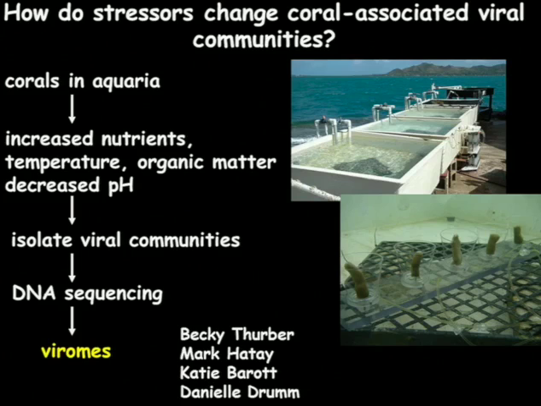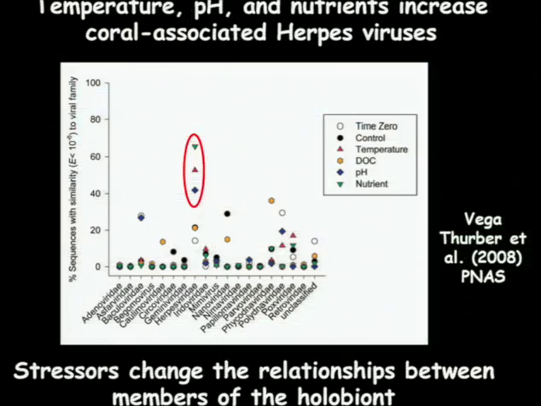What we're going to do is do this on individual corals, and then use metagenomes to sequence the viral communities, and just ask what's happening. This was kind of surprising at the time. We found that the temperature, pH, and nutrient stressors all actually increase the coral-associated herpes viruses. And this is just the different viruses, the eukaryotic viruses going along here, and these are similarities to them. And you can see it's this increase right here.